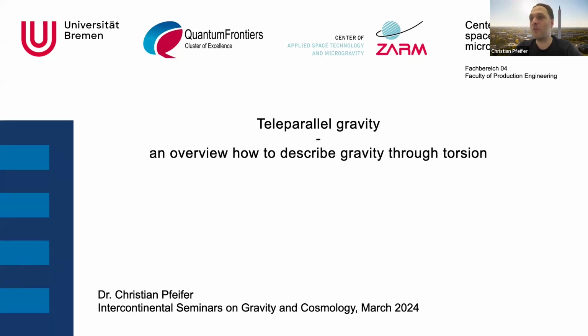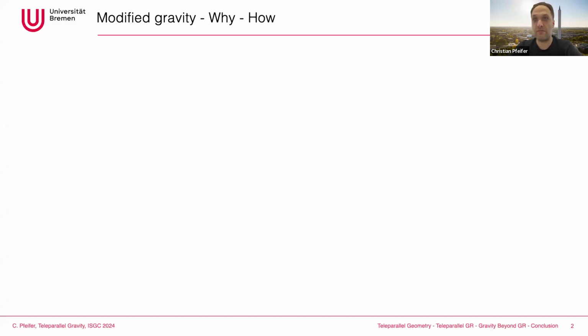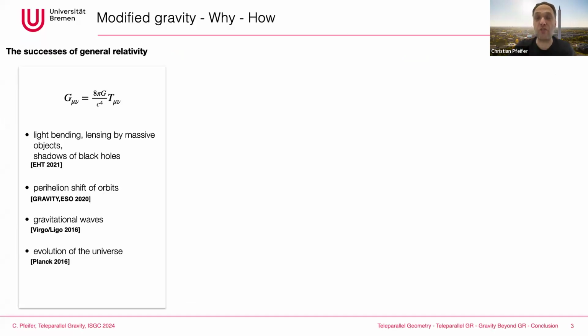So let's start. One motivation for teleparallel gravity is to look at modifications of general relativity in a specific way. And so why should we be interested in modified gravity? Because we all know general relativity is very successful. Based on the Einstein equations, we can explain an enormous amount of observables and features of gravity in the universe, like light bending, lensing by massive objects, shadow of black holes, the perihelion shift, gravitational waves, and the evolution of the universe as a whole, which has been demonstrated in particular in the last years in new observations made, for example, by Virgo, LIGO or the Event Horizon Telescope.